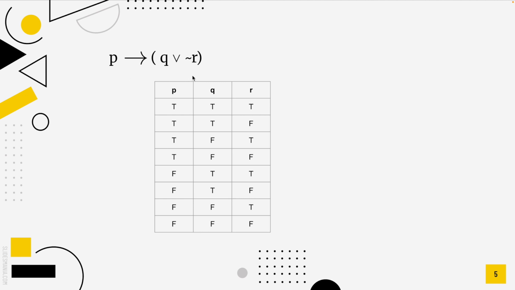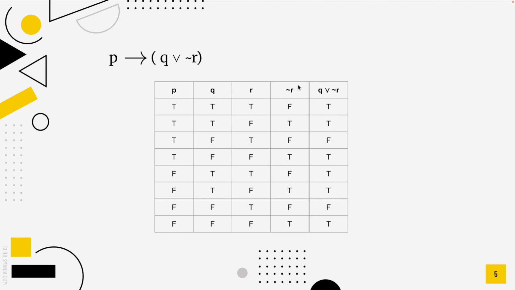I'm then going to look through this and kind of break it down into chunks. So I like to do my nots first. So not R, I'm going to do here. Basically going to take everything in here and change it into the opposite. So if it was true, it's going to become false. If it was false, it's going to become true. Then I can look at Q or not R. So I'm looking at this column and this column, and if either of them are true, then it is true. So true, true, neither of them are true, so it's false.